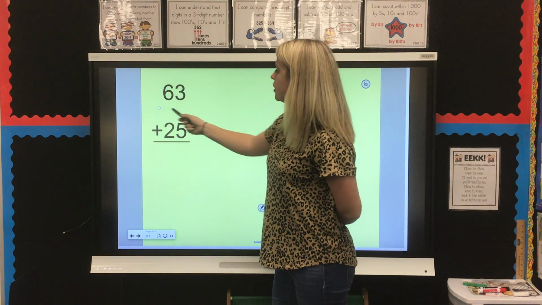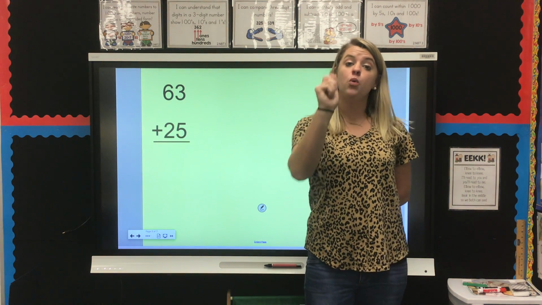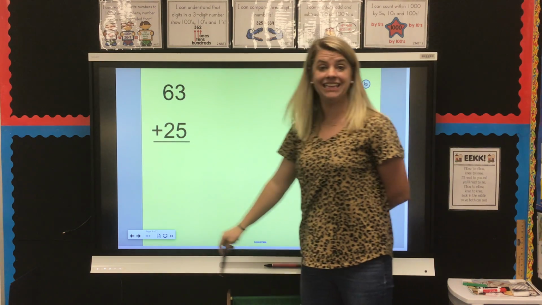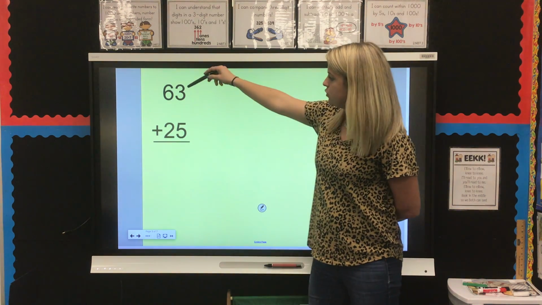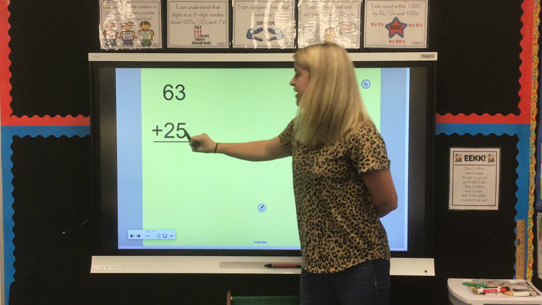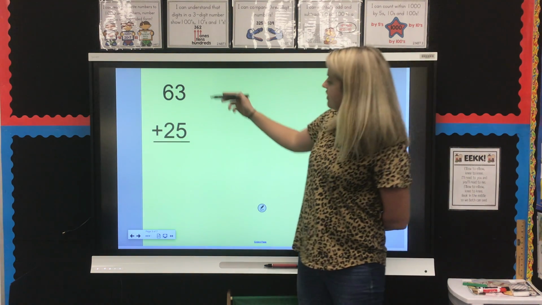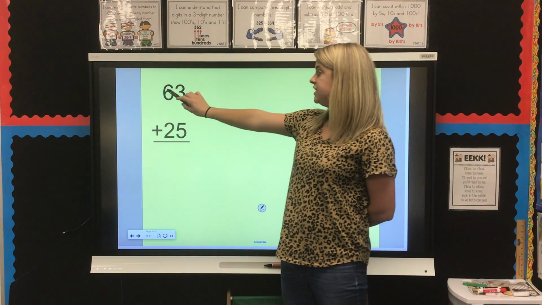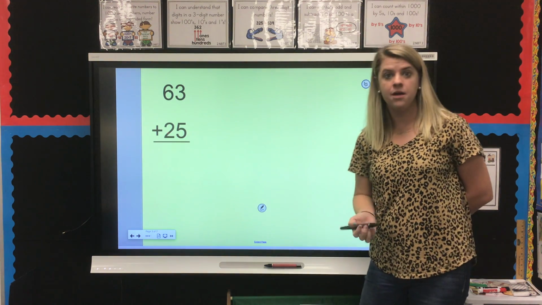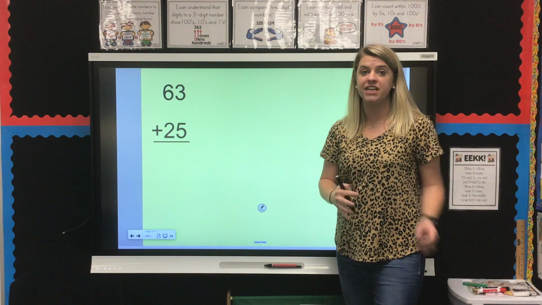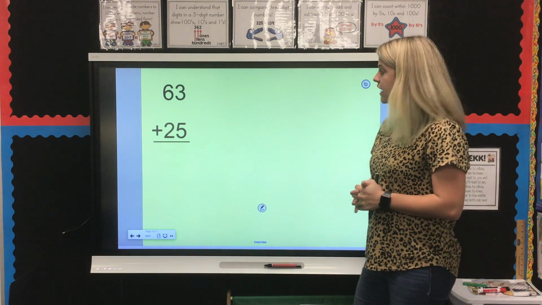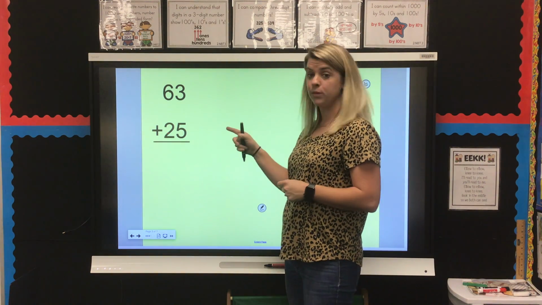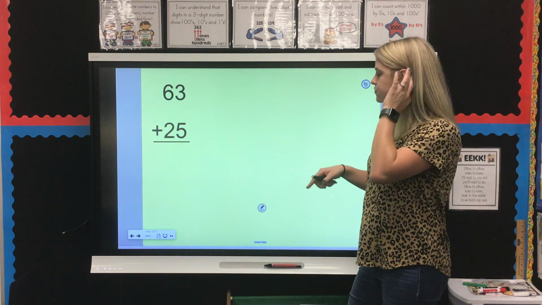So let's start with 63. On your whiteboard, I want you to write this problem exactly like it is on the board. 63 plus 25. Now, when you're doing that, do you see how the ones are lined up on top of the ones and the tens are lined up on top of the tens? Make sure that yours are lined up just like that, okay? So, our problem is 63 plus 25.